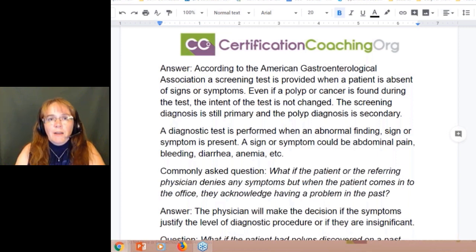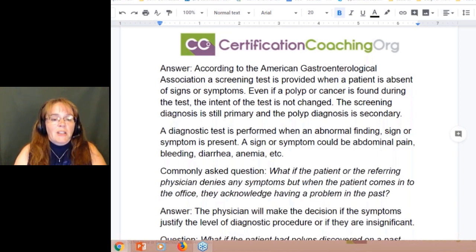So even if they found a polyp or some kind of benign or malignant problem, some kind of cancer that they found during that test, the intent doesn't change. It started as a screening. Those are the codes we're going to use even though we found something while we were there. The screening diagnosis is still going to be primary, and then that polyp or whatever is going to be secondary. A diagnostic is performed according to the AGA when there's an abnormal finding, a sign or a symptom. It could be abdominal pain, it could be bleeding or diarrhea. Anemia is another reason why they would do a diagnostic colonoscopy.